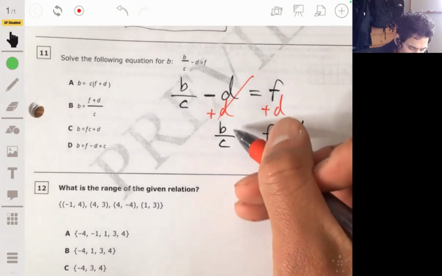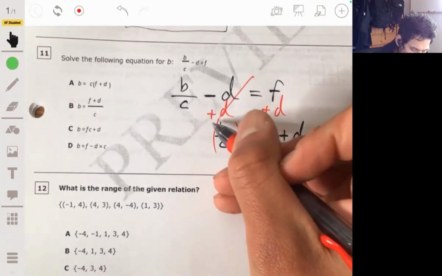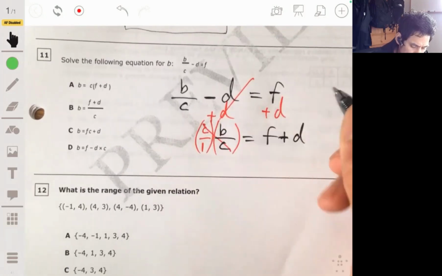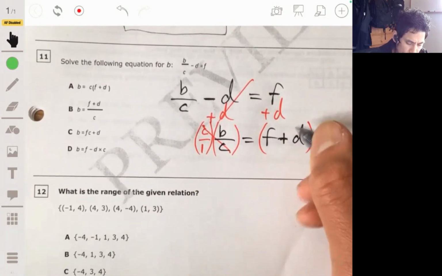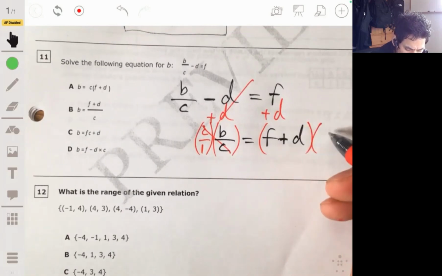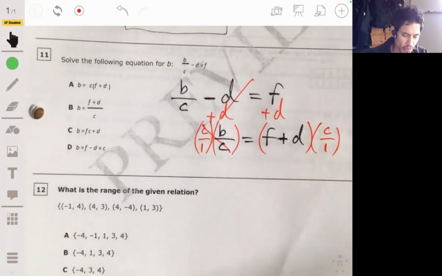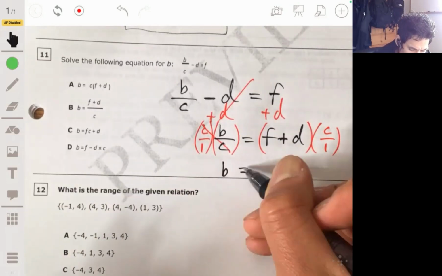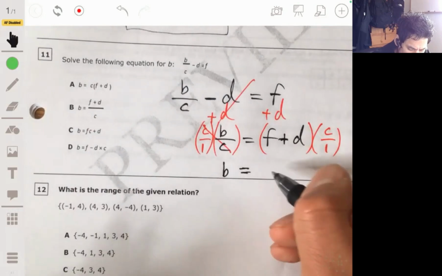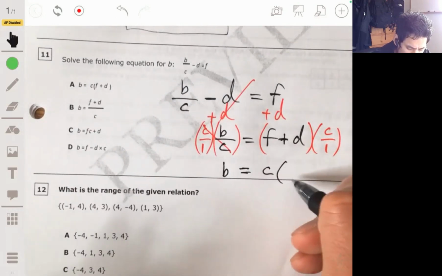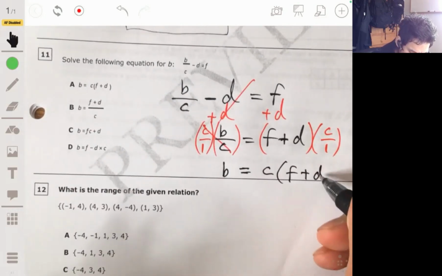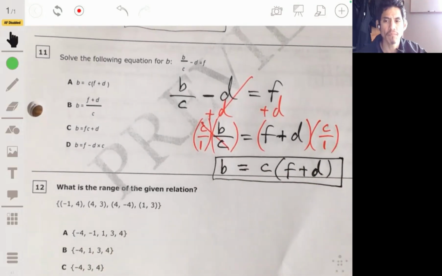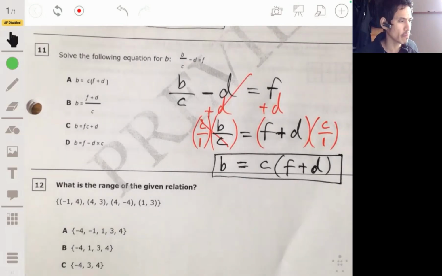And then we got to cancel out this C in the denominator. So we're going to multiply by C over 1. And remember, for the right side, group F plus D, and that whole thing times C over 1, or the same as C. And we'll get B is equal to, looks like they have the C in front. Doesn't matter. B equals C times the quantity of F plus D. It's all good. And there you go.